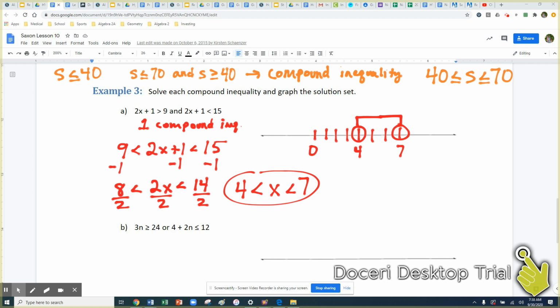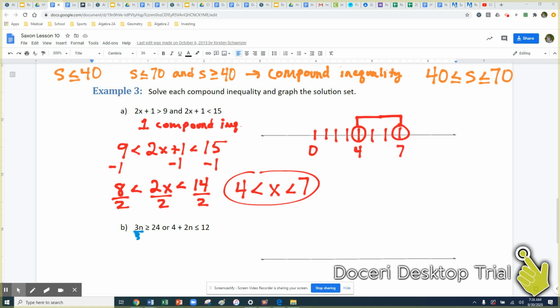In part B, we have an OR compound inequality. And OR compound inequalities we just solve individually. We're not able to put them together as one single inequality. That's only for the AND. So whenever we have an AND, we're able to do that, but with the OR, we're not able to. So we're going to solve each of those individually.